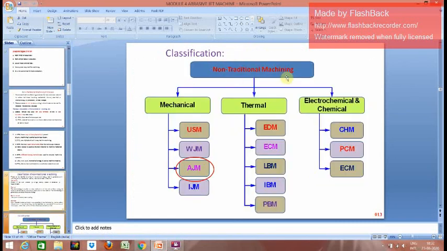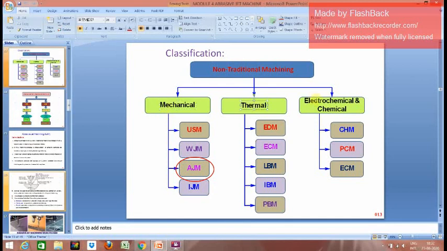Here, this is the non-traditional machining. It has been divided into mechanical, thermal, electrochemical and chemical. Below the mechanical, there are USM, WJM, AJM. Similarly in the thermal case, there are EBM, LBM, IBM. In electrochemical and chemical, CHM, PCM, ECM. But as per your syllabus, we are going to discuss AJM. In the next class, we will be discussing AJM.